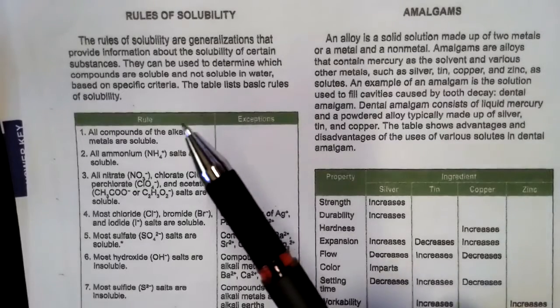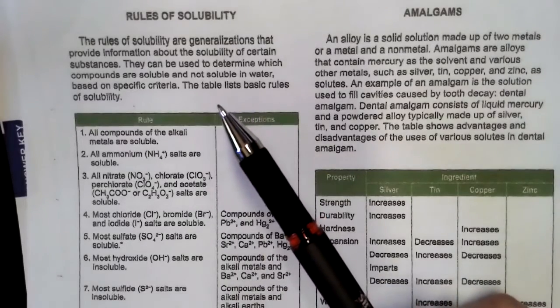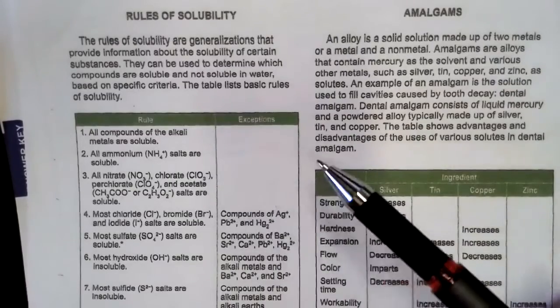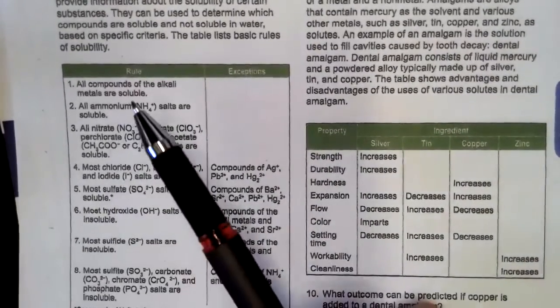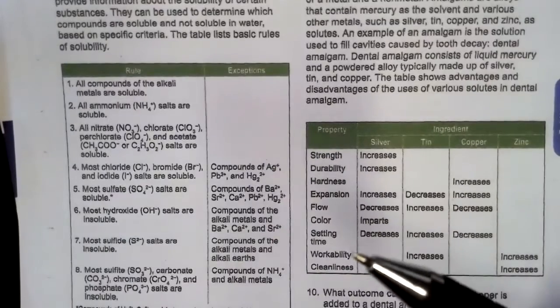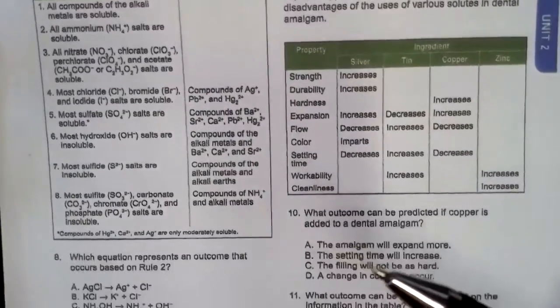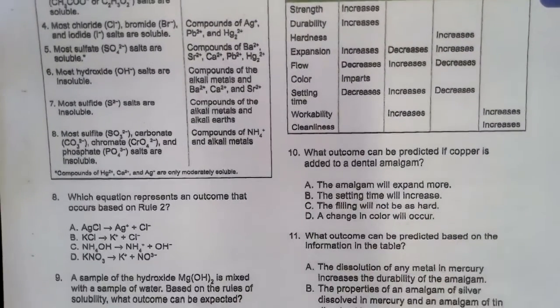Rules of solubility. Again, avoid reading unless you need to come back and read it. Don't go through the table quite yet either. Here we've got a rule and exceptions. You just need the headers. Then come down to the question.